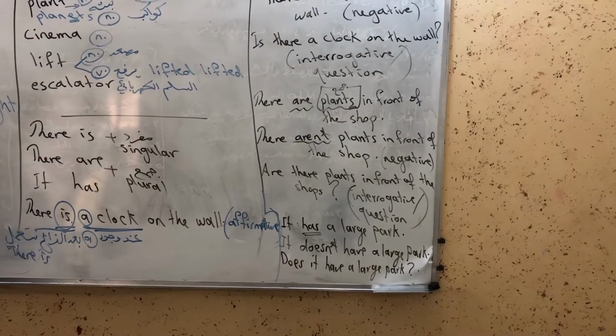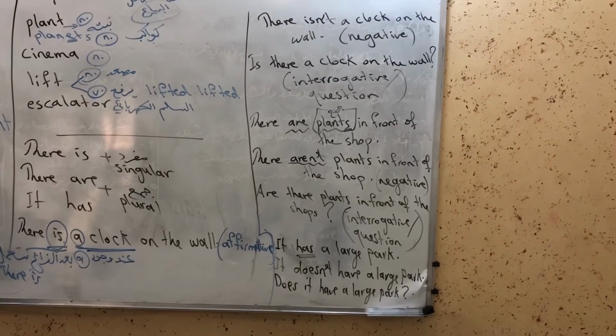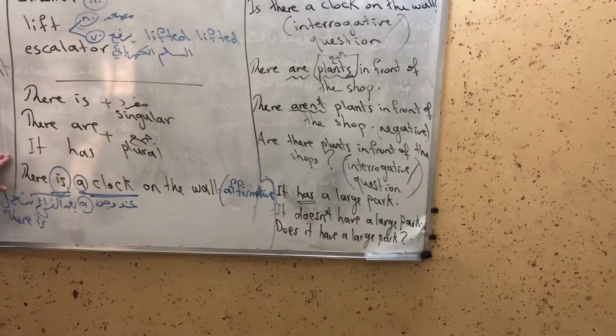And then we have grammar here. شنو الأشياء اللي لازم ننتبه عليها بالقواعد؟ عندنا there is, there are, it has.